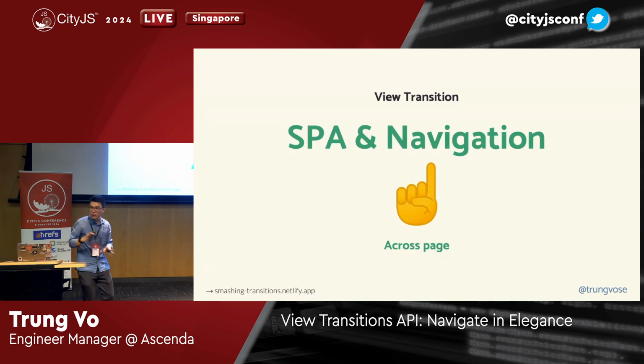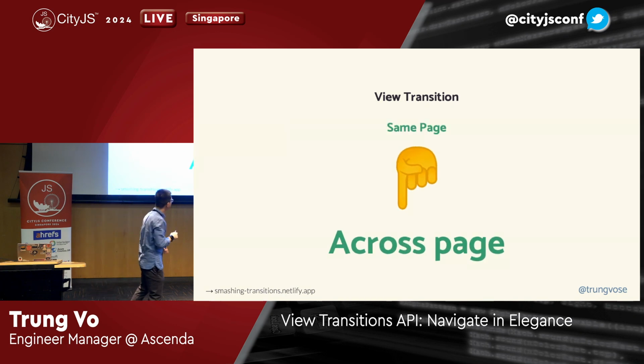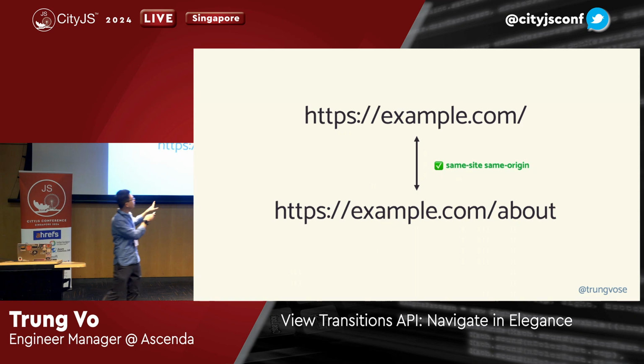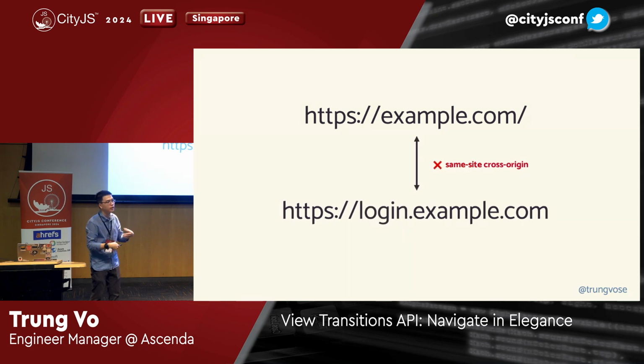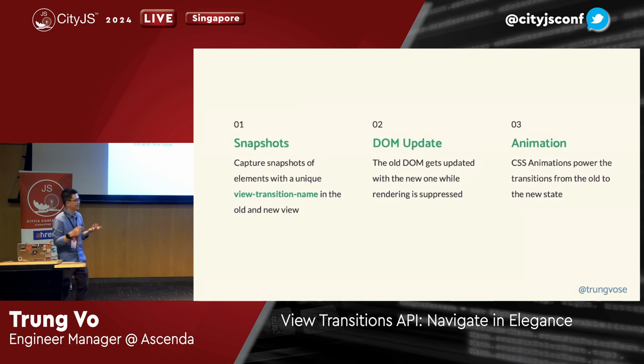Okay, I'll spend two minutes on cross-document view transitions. So, once again, it only works when you're going same site, same origin. When you go from example.com to login.example.com, it's considered cross origin. It doesn't work anymore. Okay.